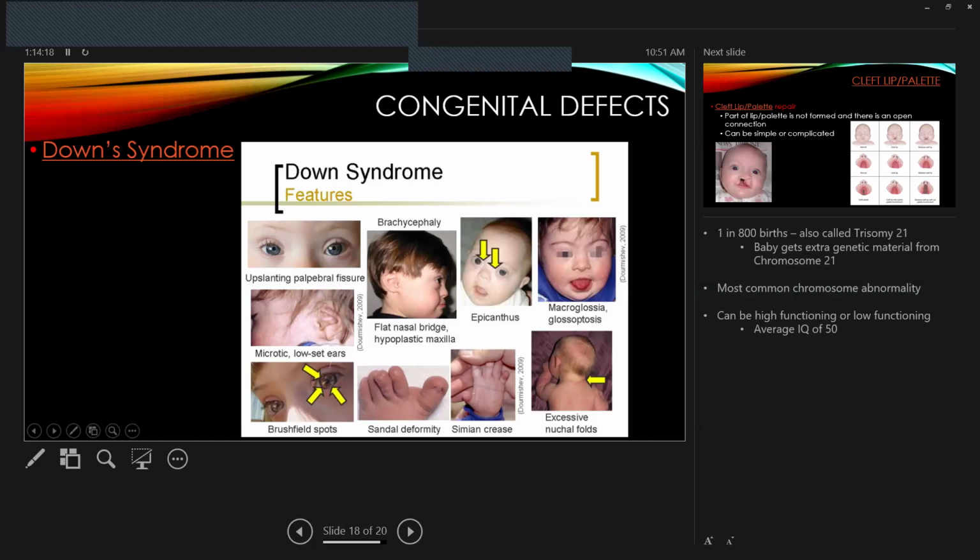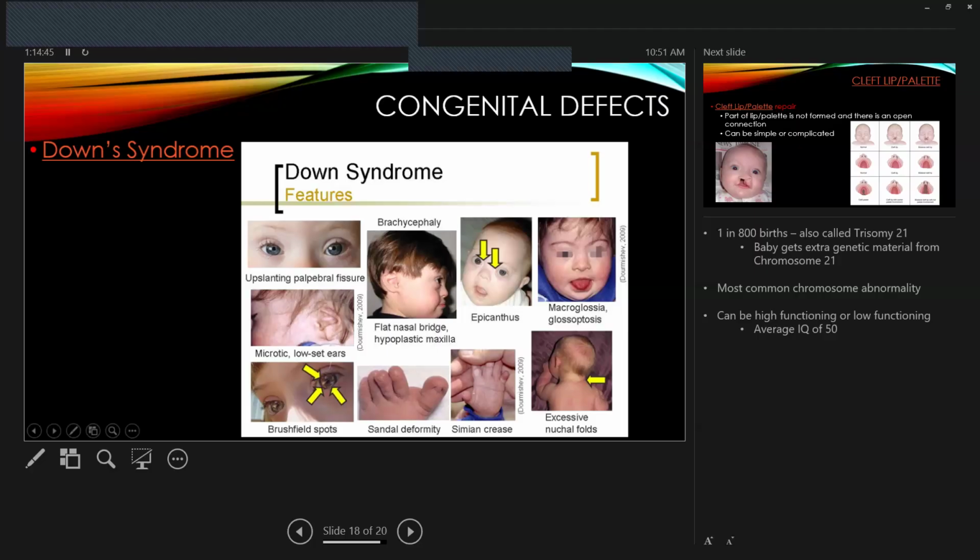Flat nasal bridge, hypoplastic maxilla. Okay, so the nasal bridge doesn't go out or down and out. It's very flat. Macroglossia. These kids have very large tongues, and their tongues will protrude. It's kind of like an automatic thing. Their tongue goes in and out, in and out, in and out.